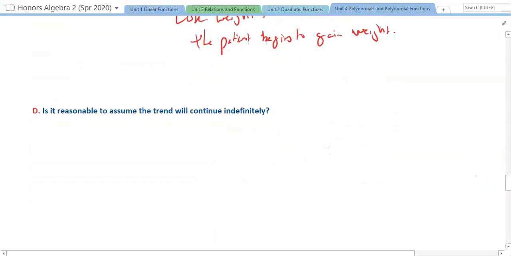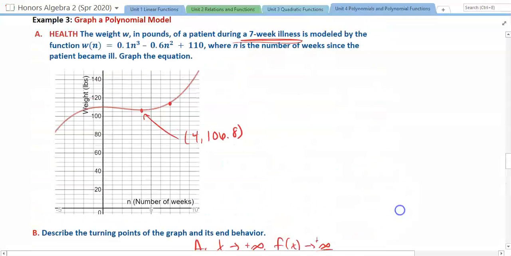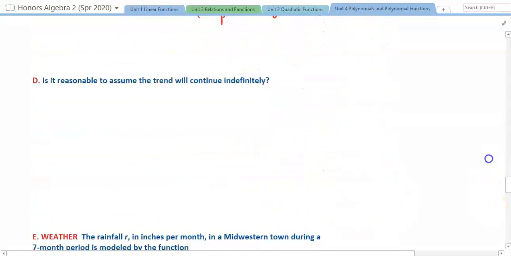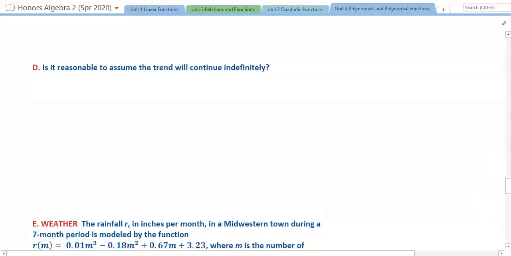And the last question here is, is it reasonable to assume the trend will continue indefinitely? Well, again, if we look at this graph, the graph is going to continue trending upward, hard and heavy. So is this model really going to suggest that it can go for more weeks past this? Probably not. So the answer here is no, because the trend is to positive infinity.